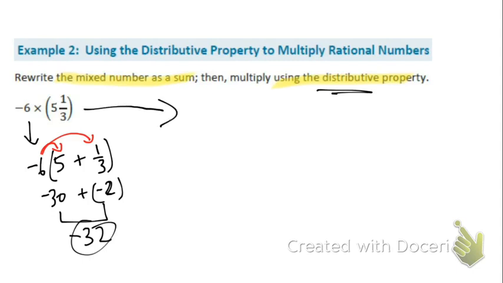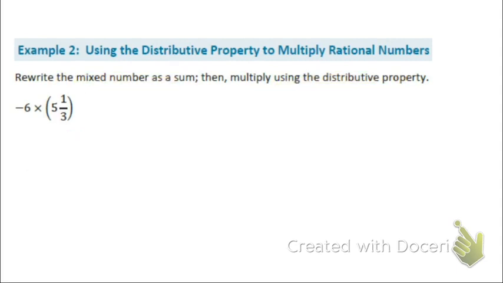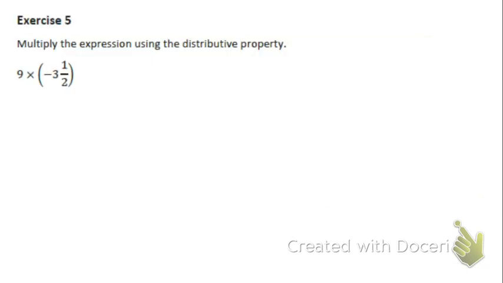Another way, what you guys might have done also, is a lot of you will want to turn that mixed number to an improper fraction, and get 16/3. And here I got some kind of tough numbers to multiply. Not the easiest, right? We did what we did on the left side, broke apart that mixed number, and got easy numbers to multiply with. Alright, I want you guys to try exercise 5 on your own based off what we just did. We can pause the video for a few minutes and then I'll go over it.